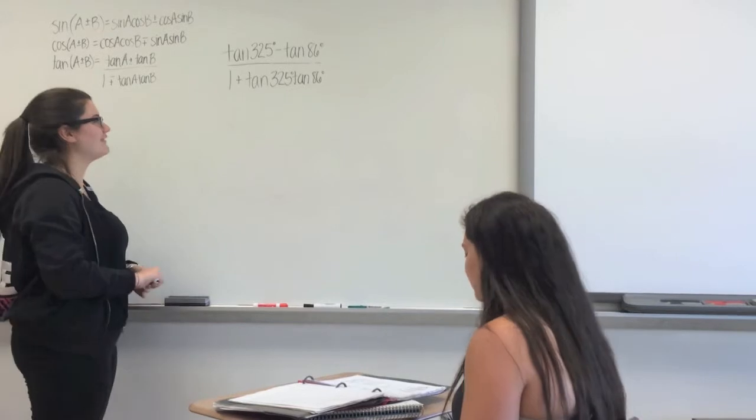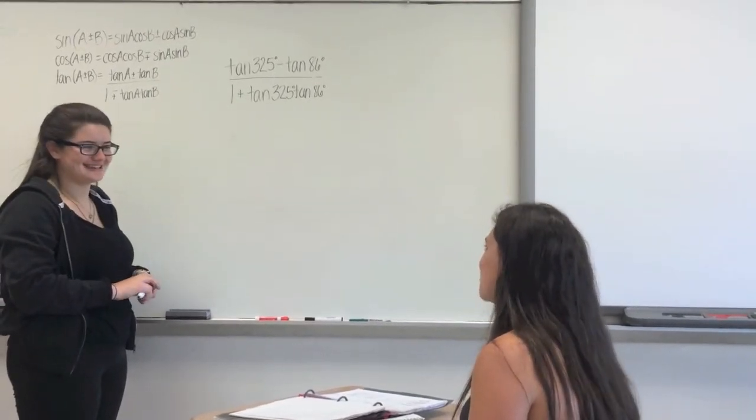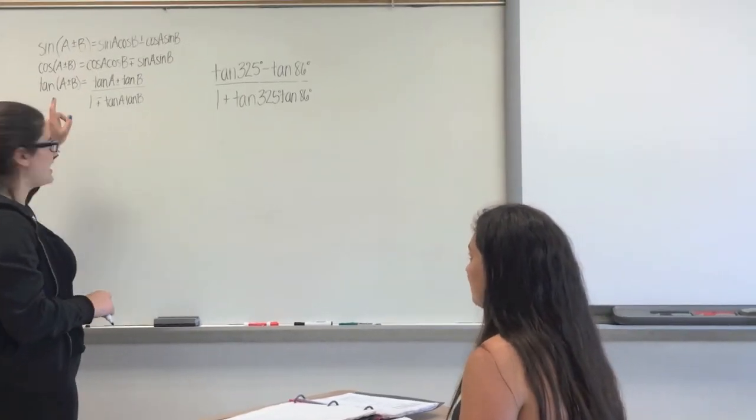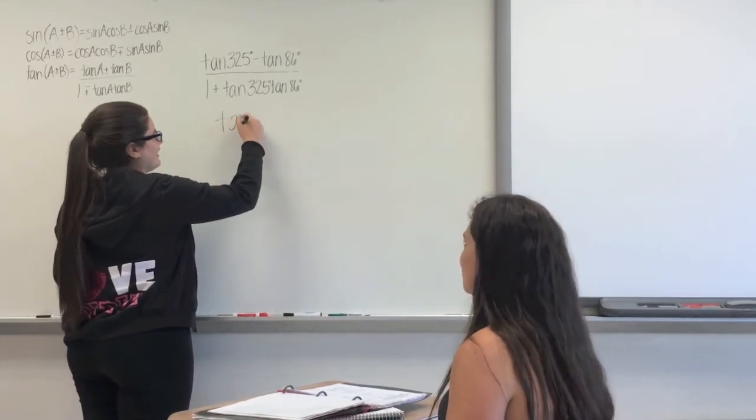Here's another example of a condensing problem. Sarah, which identity is this? Tangent of a difference. So since it's a tangent of a difference, we have to subtract A and B. So the answer will be tangent of 239 degrees.